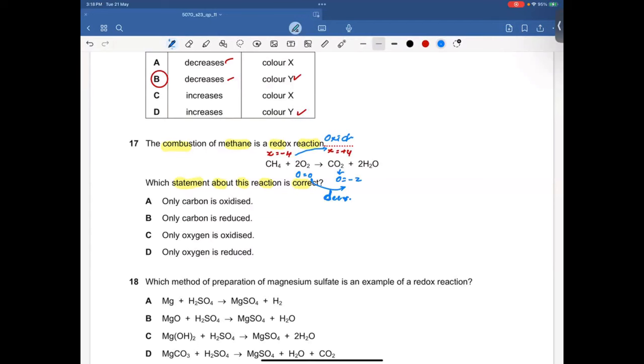So basically, it's a redox reaction. Carbon is oxidized. That statement is right. Carbon is reduced. Incorrect. Oxygen is oxidized. Incorrect. Oxygen is reduced. That's also correct. So A and D both are correct from my perspective. But I think the marking scheme has given only one option. That's strange, by the way. That might be an error from the examiner side. So they will give you the benefit of the doubt in such questions. All right.